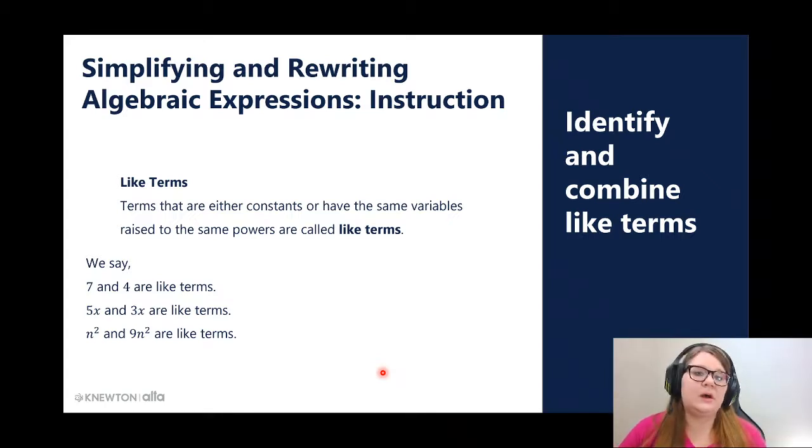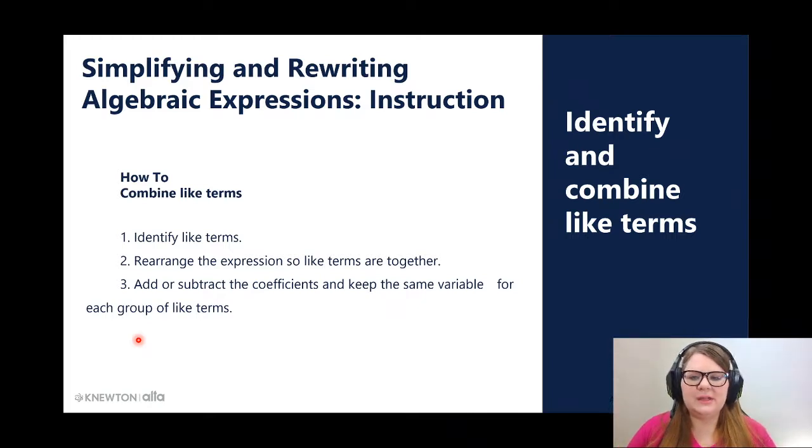So 7 and 4 are both constants. They are like terms. 5x and 3x are both a number and an x, so they are like terms. One more example would be n squared and 9n squared because they both have n squared. All right. So how do we combine like terms? Well, the great news is combining like terms is as simple as adding and subtracting. You're going to identify what things match, and then you're going to group them together, and you're going to either add or subtract the coefficients, depending on how the problem is set up.